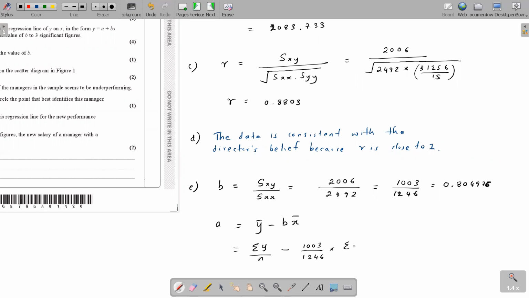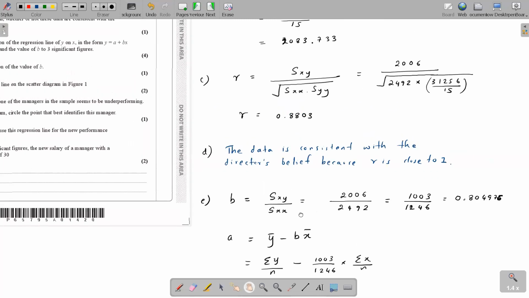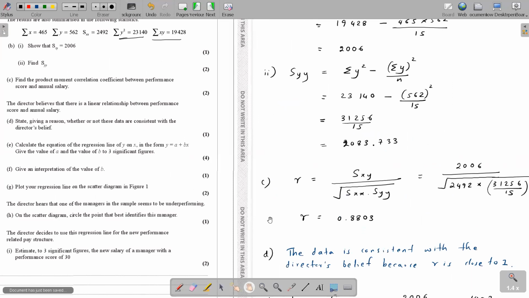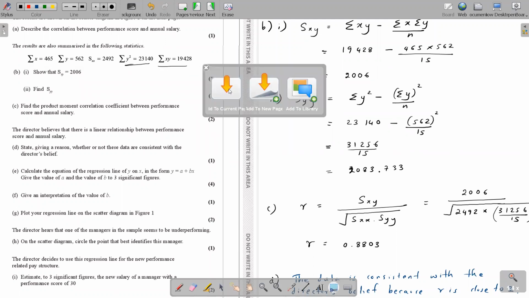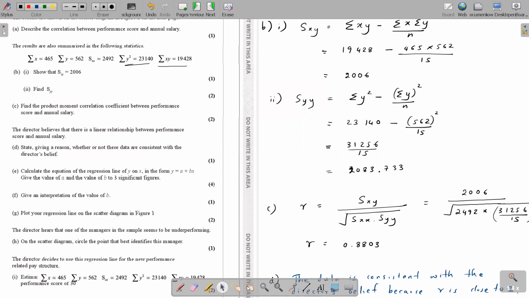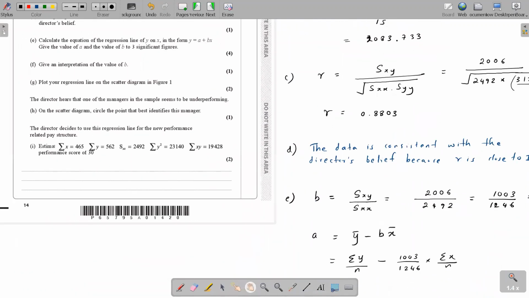X bar is sigma x over n. That's the way we get it. Sigma x is given, right? Sigma y is 562. Is that okay, children? Shall I take these values down over here? I'm bringing the values down here so that we can see them.